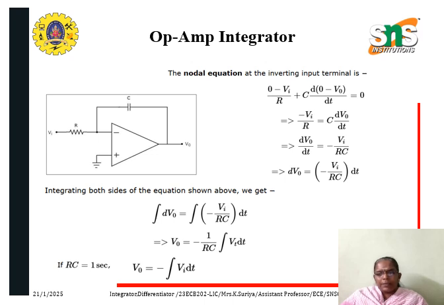So the op-amp based integrator circuit will produce an output which is the integral of the input voltage Vi when the magnitude of the impedances of the resistor and the capacitor are reciprocal to each other. So we note that the output voltage V naught is having a negative sign, which indicates that there exists 180 degrees phase shift difference between the input and the output.